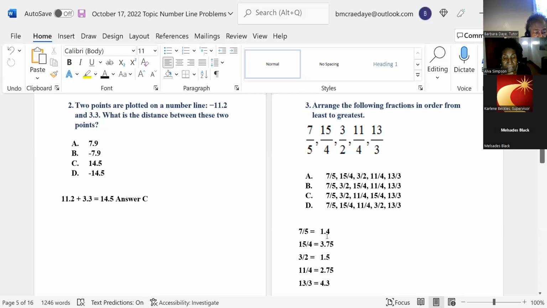So once you get the 1.4 and the 1.5 and the 7 over 5 and the 3 over 2, then you could eliminate A and D. You can eliminate A and D right here, because it's right there showing the 7 over 5 and 3 over 2. But now you just get the third one. And once you get the third one, then you put your answer there.